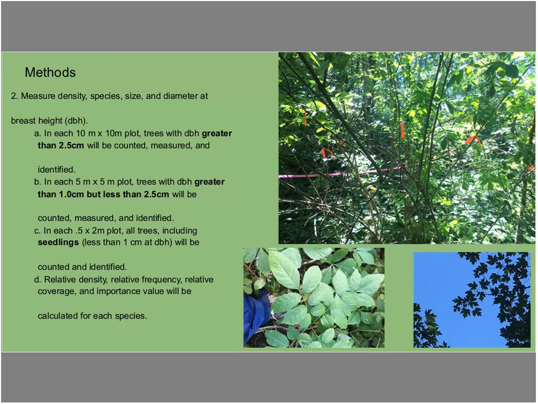And so relative density is pretty much how many of that one species there are compared to all the other species. Relative frequency is how many of that species we find in that certain plot of land. And then relative coverage is a number we get from a conversion of pretty much the area that the canopy of the tree covers if you go down to the ground from the canopy.